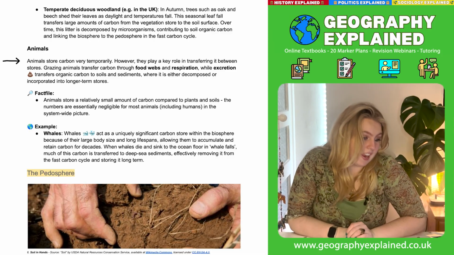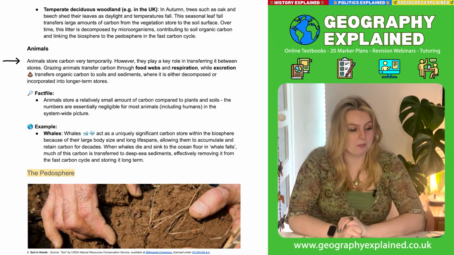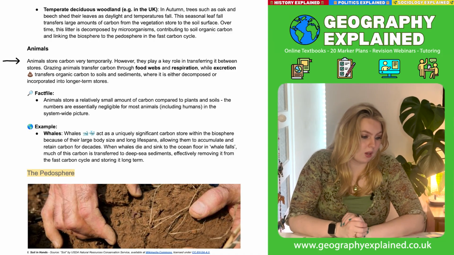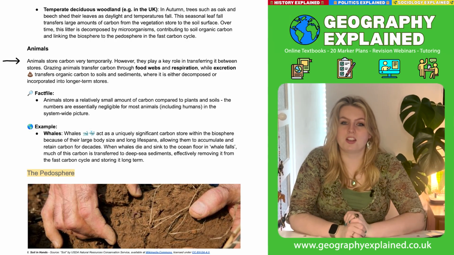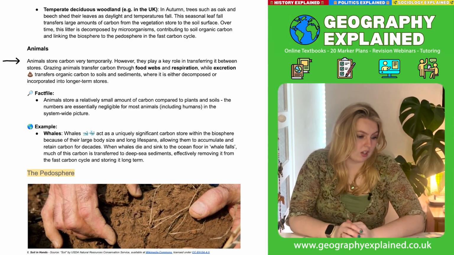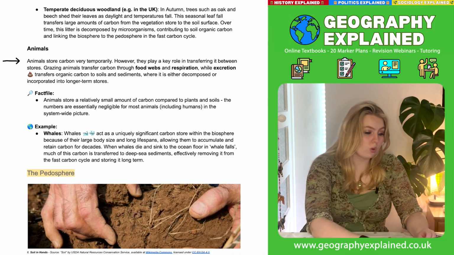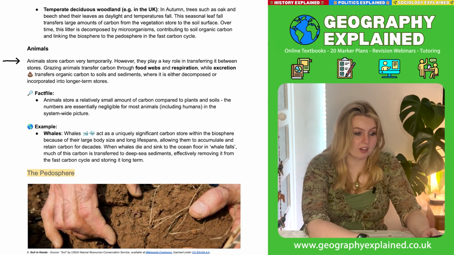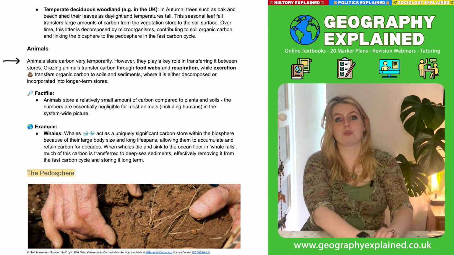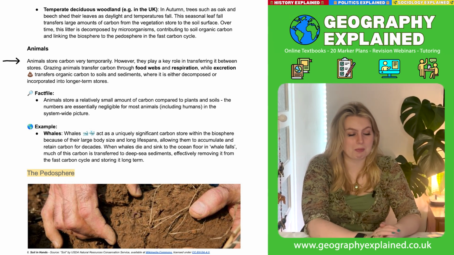So poo is a bit of a transfer of organic carbon to soils and sediments, more so in animals, and then it's essentially decomposed and incorporated into some of those longer term stores. That's partly what makes up fossil fuels and things like that, so maybe keep that in mind.